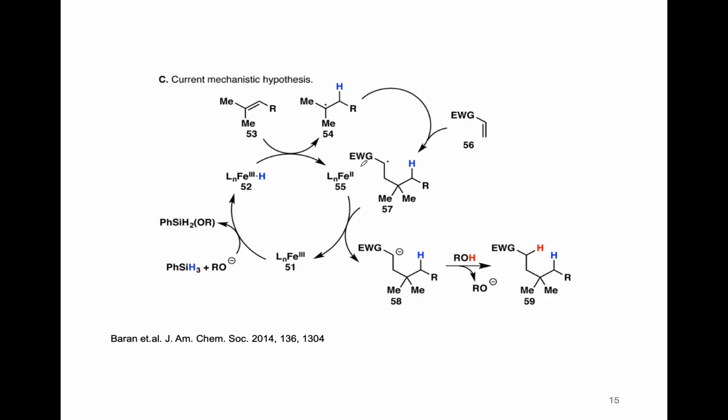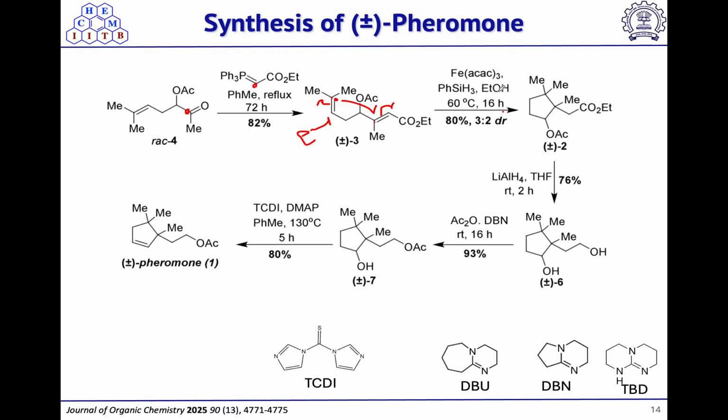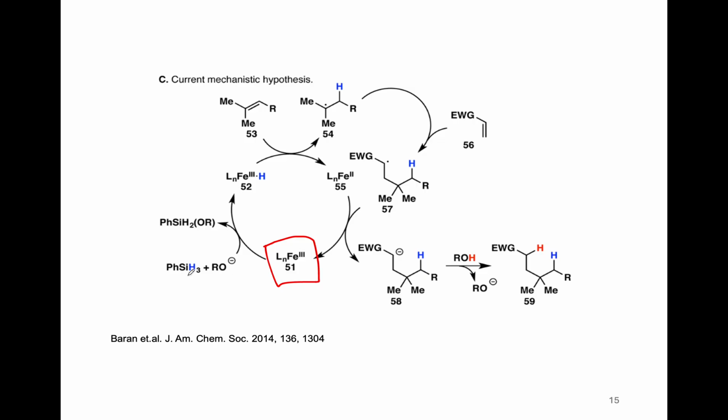Now how this mechanism is exactly happening, I will show you. We are using this iron Fe(acac)3 as our catalyst. Phenylsilane we are also using, and ethanol. So this is an alcohol, and phenylsilane will generate a species: it will substitute one of the hydrides from the silane, and that hydride will come to the iron 3 metal center. So it will generate basically this compound.